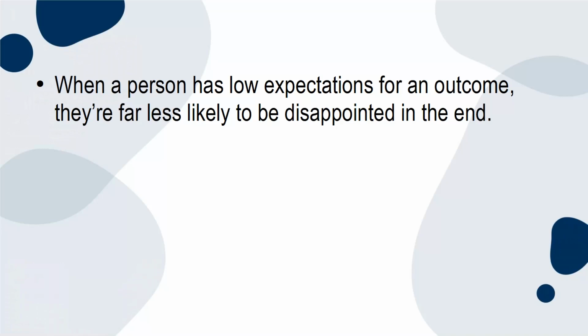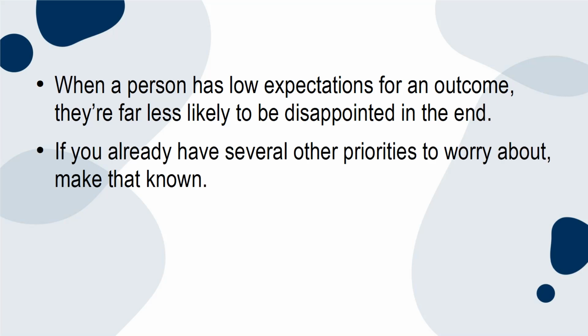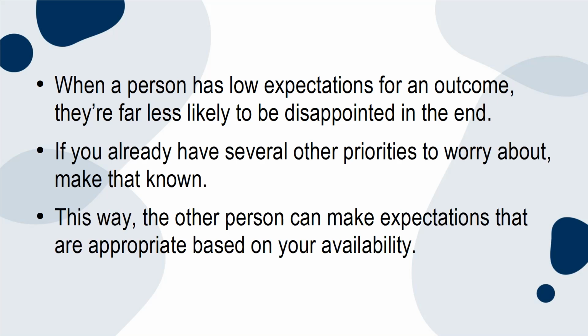Promise less than you deliver. When you promise less than you actually give to someone, you set them up with low expectations. When a person has low expectations for an outcome, they're far less likely to be disappointed at the end. If you already have several other priorities to worry about, make that known. This way, the other person can make expectations that are appropriate based on your availability.